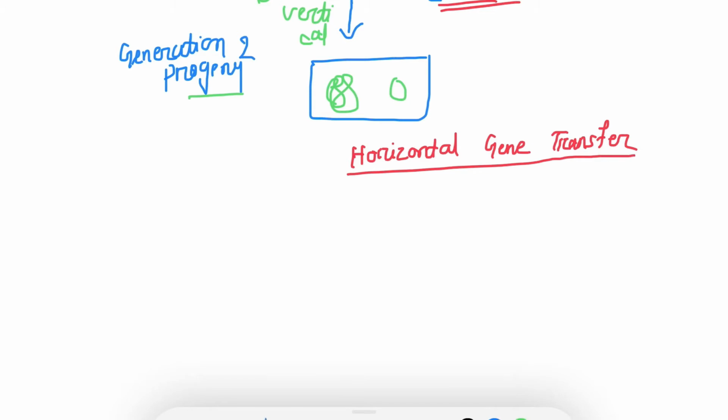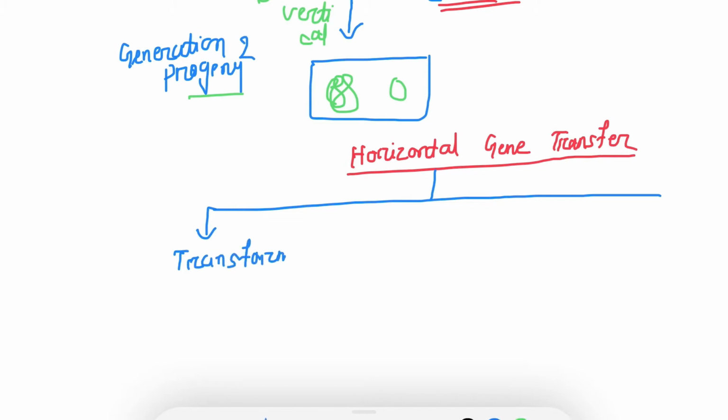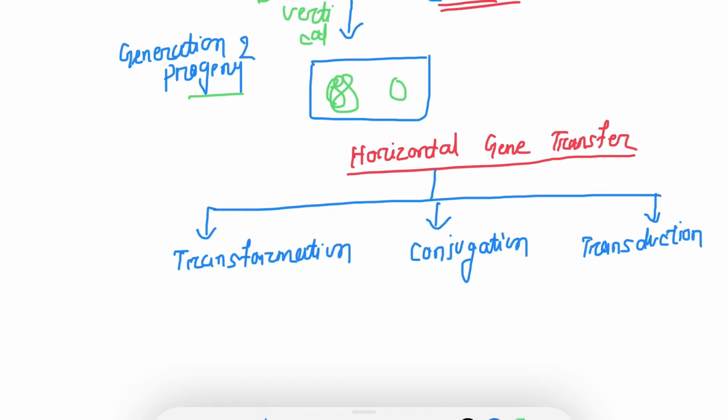And horizontal gene transfer is of three types. What are those? One is known as transformation, the second one is known as conjugation, and the third one is known as transduction. So today we will discuss transformation and what type of questions are usually asked from transformation.